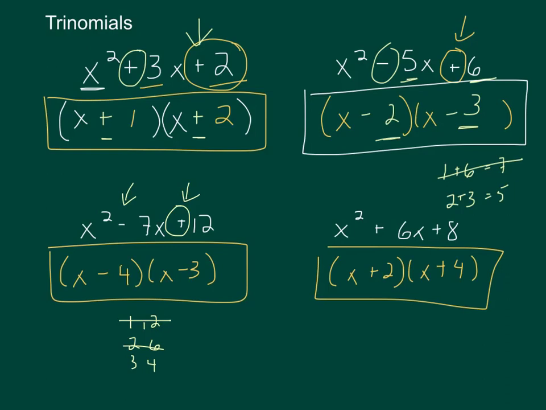And when I have x squared plus 6x plus 8, I know both of my signs will be positive because of the plus in front of the 6x. I ask myself what multiplies to be 8 and adds to be 6. 1 and 8 do not, but 2 and 4 do. So that's why I have plus 2 and plus 4.